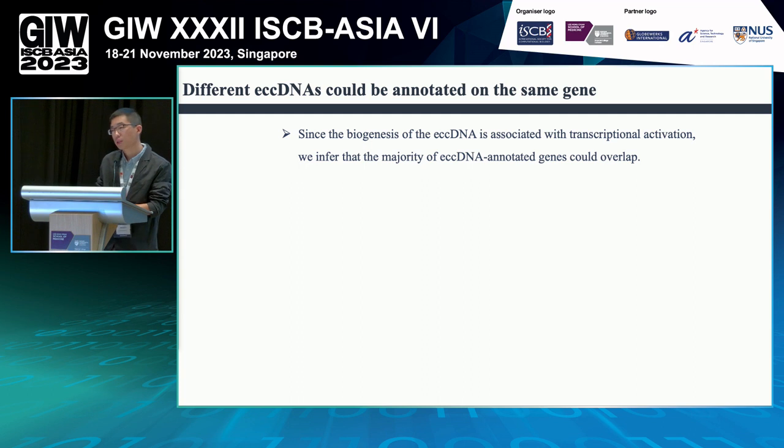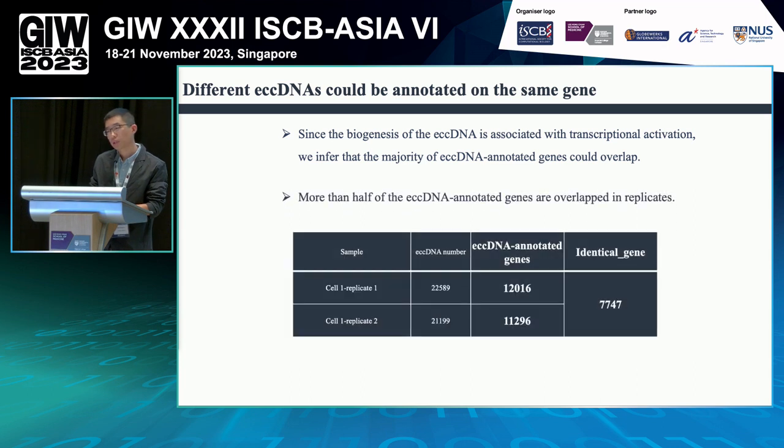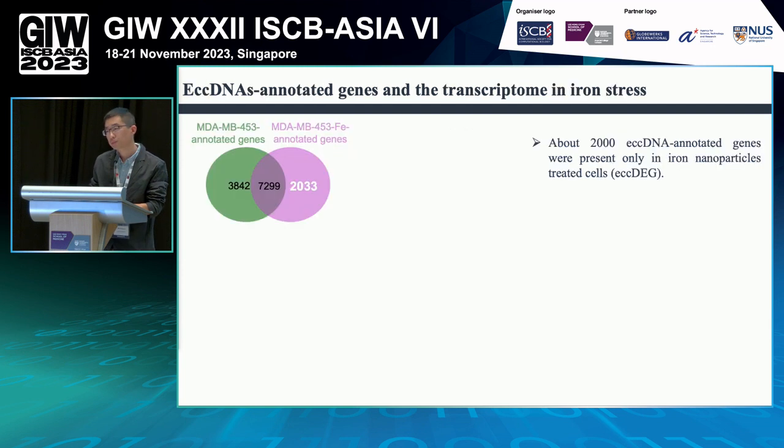Since the biogenesis of eccDNA is associated with transcription activation, we infer that the majority of eccDNA-noted genes could overlap. Indeed, we found more than half of the eccDNA-noted genes are overlapped in replicates. So we focus on the eccDNA-noted genes to analyze.